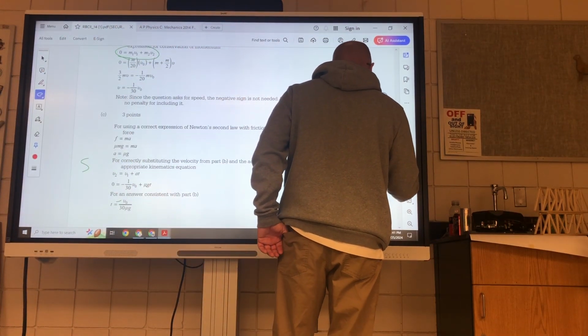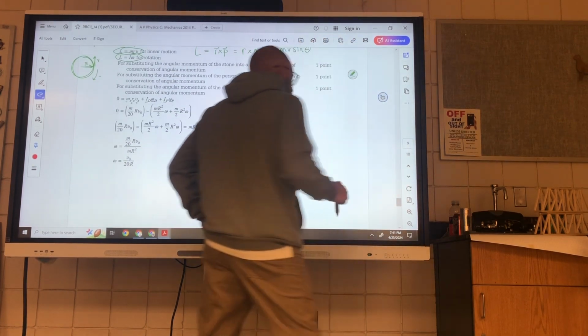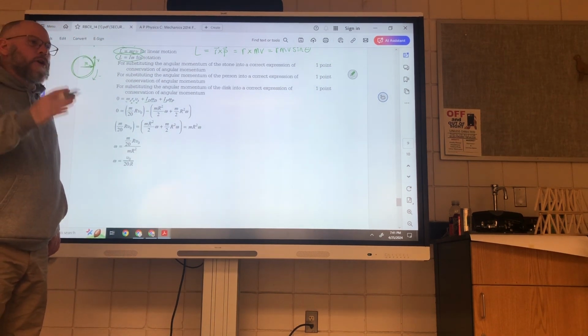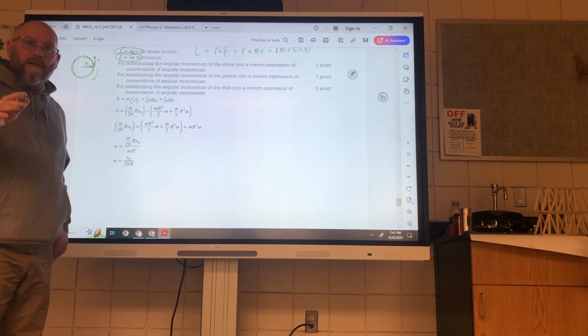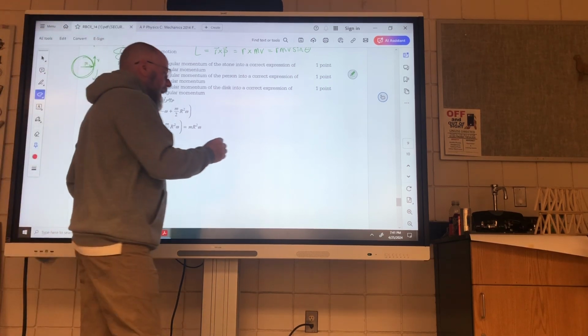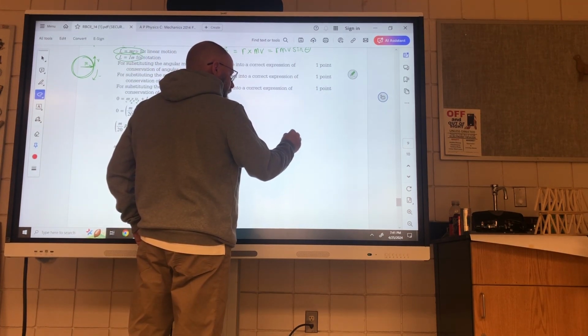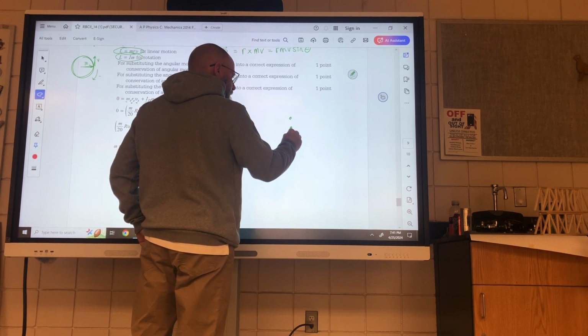This is a very interesting idea. A point particle can have angular momentum even though it's going straight. If you think about this stone here, it was V, and it's moving in this direction at a constant speed. It's going this way.